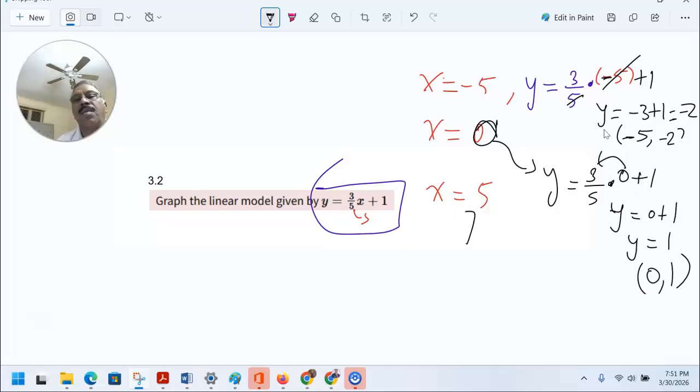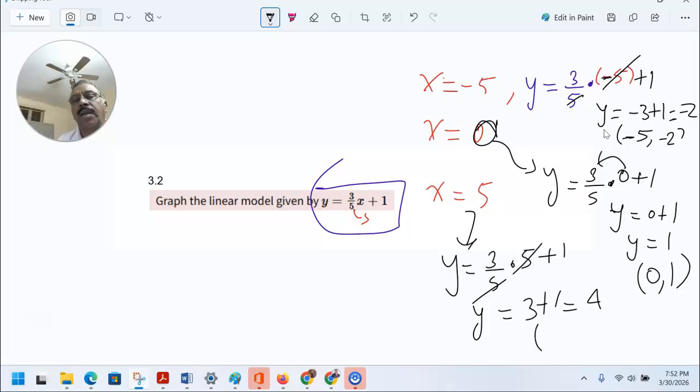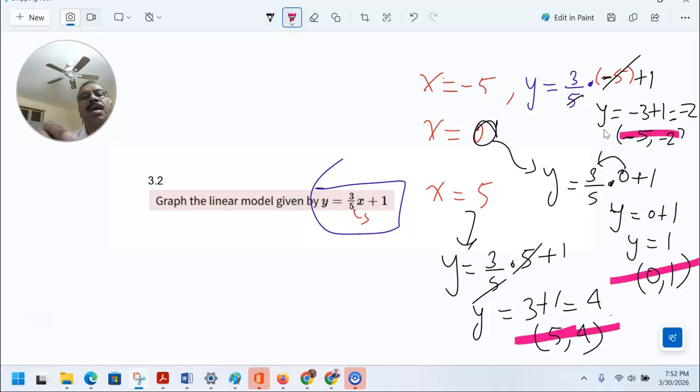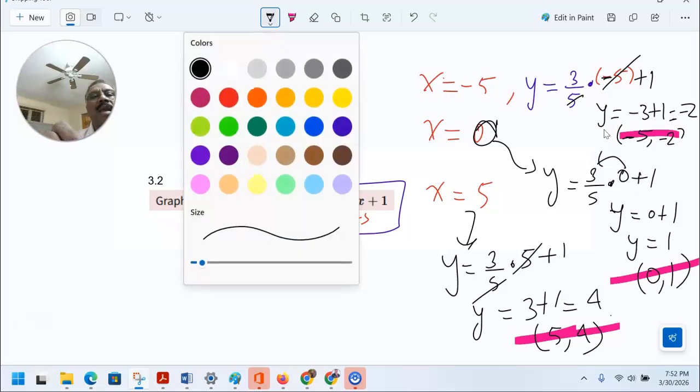Okay. Now when you put this one, it is 3/5 of 5. And what is 3/5 of 5 + 1? The 5 crosses out. And you get 3 + 1, you get 4. So the point is 5, 4. So these are the points 1, 2, and 3. These are the ones we need to graph.